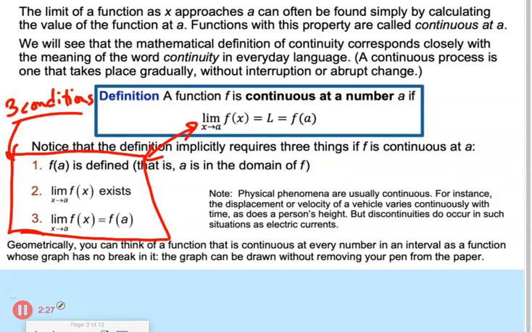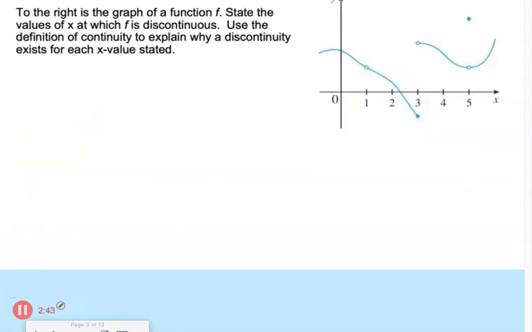However, "I can draw the graph without lifting my pencil" is not appropriate justification for saying why a function is continuous. So that's why we actually need the definition of continuity. That's what we're going to be focusing on today for a big part of the day. So we're going to start with this example. To the right is the graph of a function f. State the values of x at which f is discontinuous. Then use the definition of continuity to explain why a discontinuity exists at each x value stated.